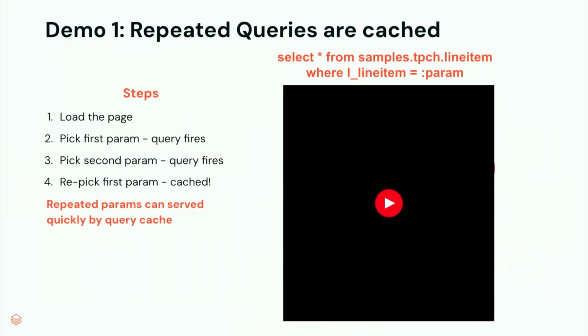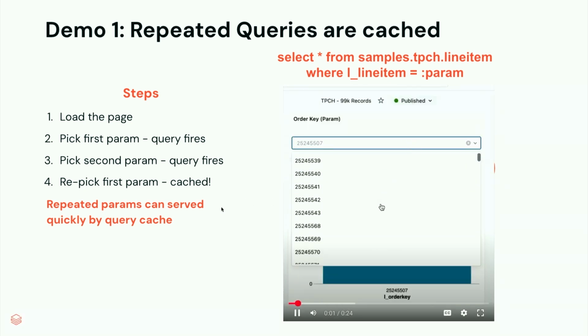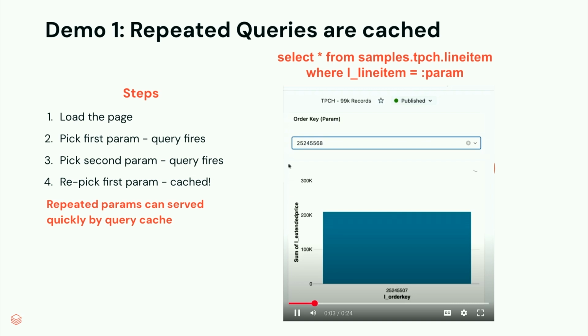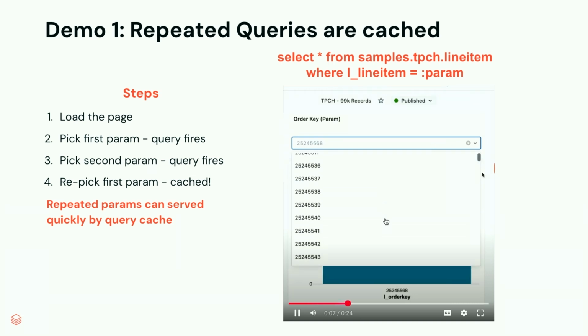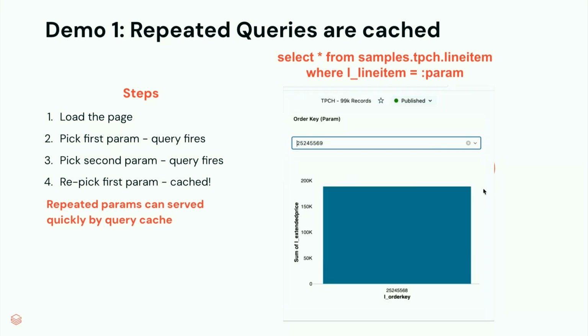The first is, if you've ever used parameters, I told you earlier, every parameter fires a query. If you've ever used parameters and you're going back and forth between values, you know that's actually not 100% true. So I've done a quick demo here where I'm using a parameter, and you can see as I select a parameter, it fires a query. You see the little loading spinner. And so I'll go back and forth between two. So I picked 168, and then I picked 69.